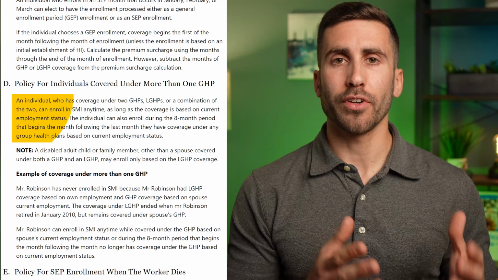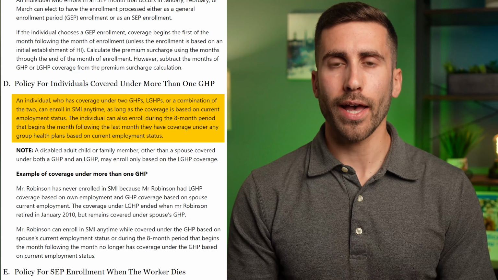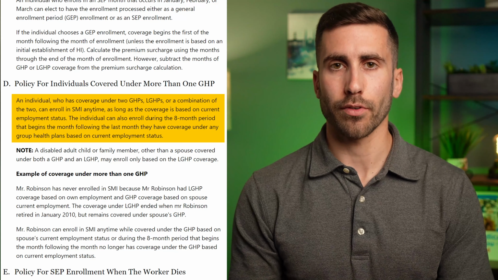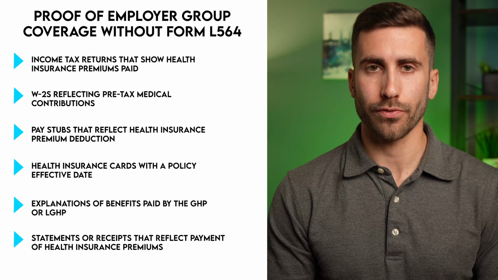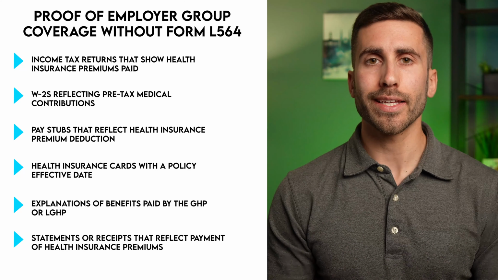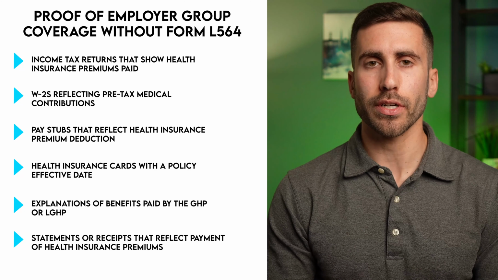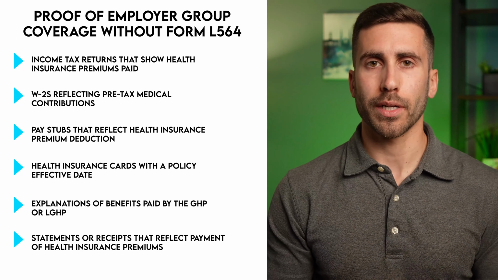Now, this proof is often best done by using the CMS L564 form, which your employer actually completes to confirm your health coverage. Just know that if you have had employer coverage from multiple employers at age 65 or older, you will need to get the form filled out by each of those employers to show that you've had continuous coverage. If for some reason you cannot get a completed form L564, you can also use one of these other methods that you see here on the screen to prove that you have had proper employer coverage.